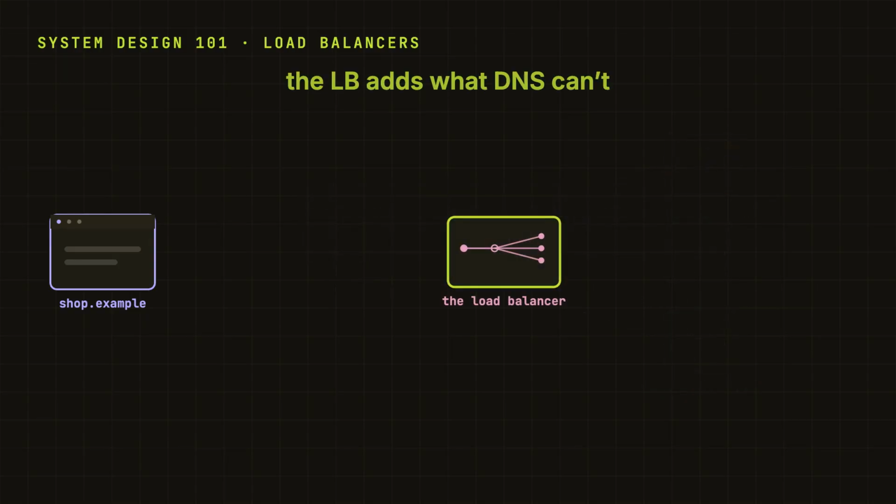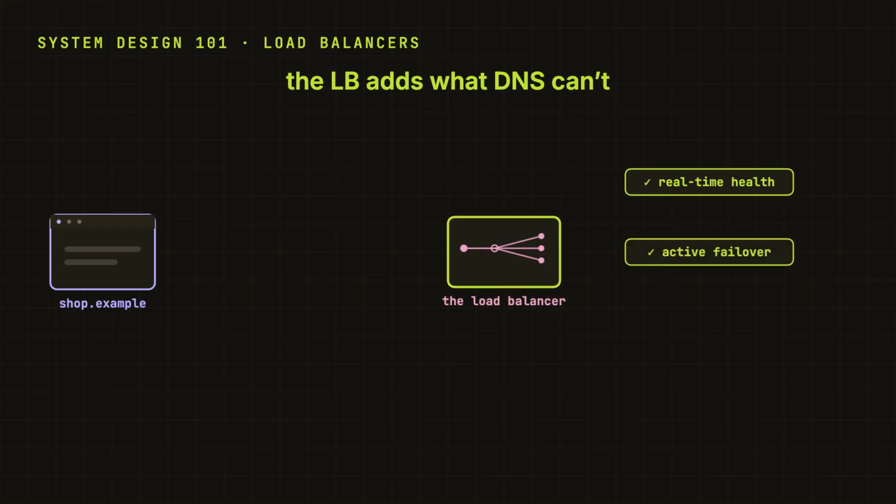So, the load balancer is exactly the box that adds the 3 things DNS cannot do: real time health, active failover. It routes around a dead box itself instead of waiting for caches to expire, and graceful removal.